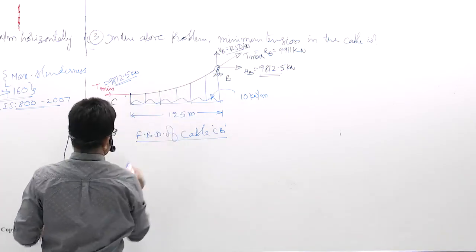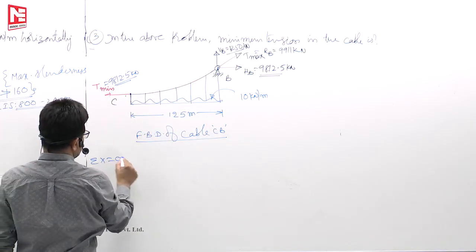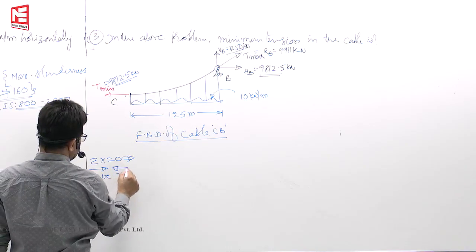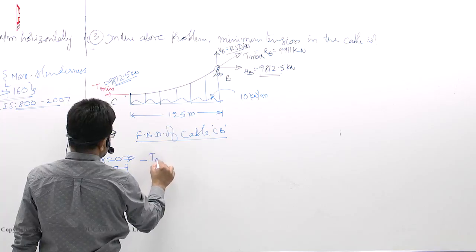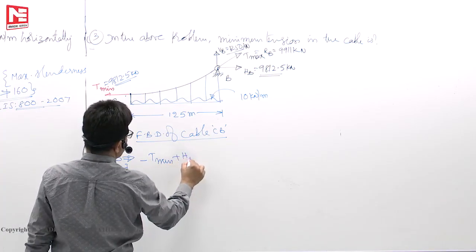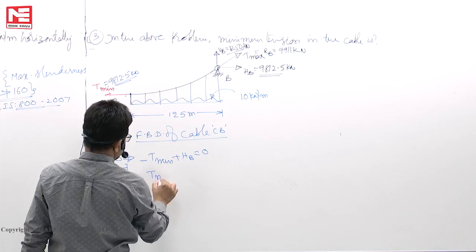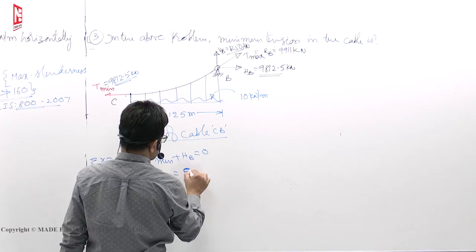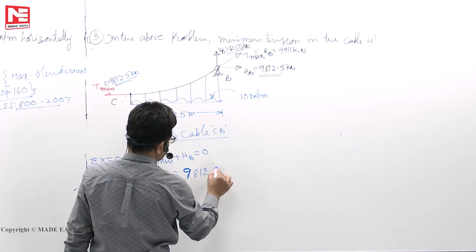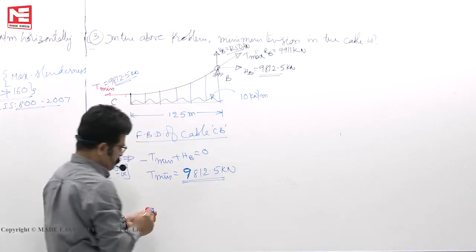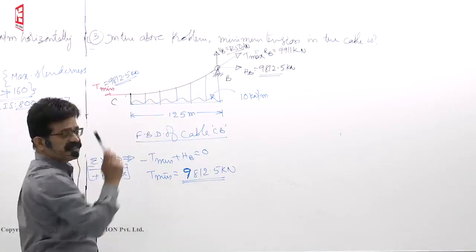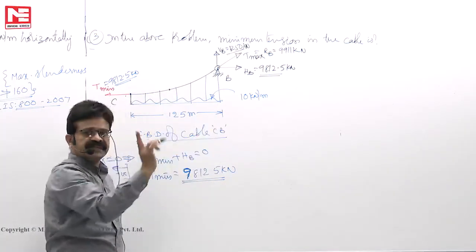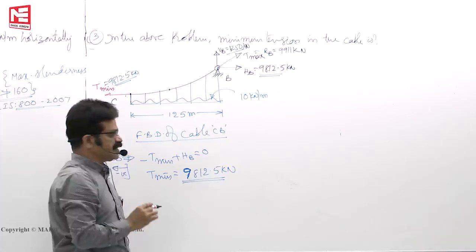So minimum, maximum. If I take sigma x equal to 0, any force acting right side positive, any force acting left side negative, you will get minus T minimum plus HB is equal to 0. So T minimum is equal to HB, which is 9812.5. That means minimum tension is equal to the horizontal reaction at the supports. Now wherever you take the x component of the tension in the cable, everywhere it is the same.